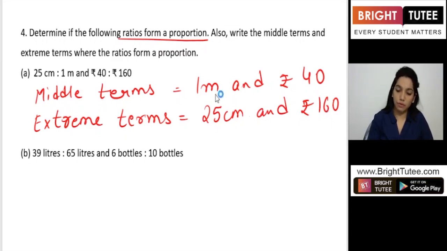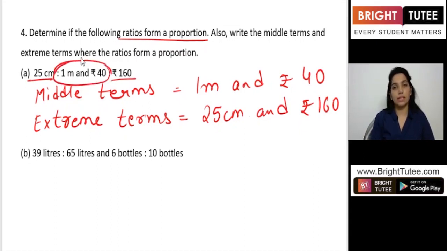Okay, and if you find the multiplication of extreme terms and the middle terms, you will see that the answer is same. So it's your wish, whichever way you want to check whether the answer that we are working with is in proportion or not, by using the method of either multiplying the extremes and means, or you can just simplify the ratios, right? Now the next one, it is 39 liters and 10 bottles.